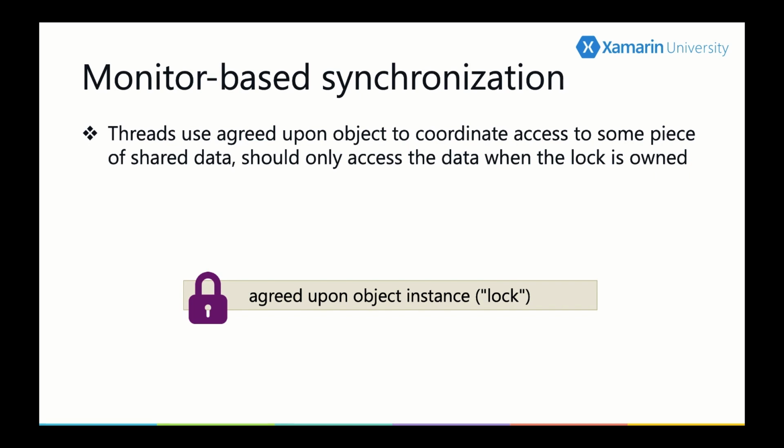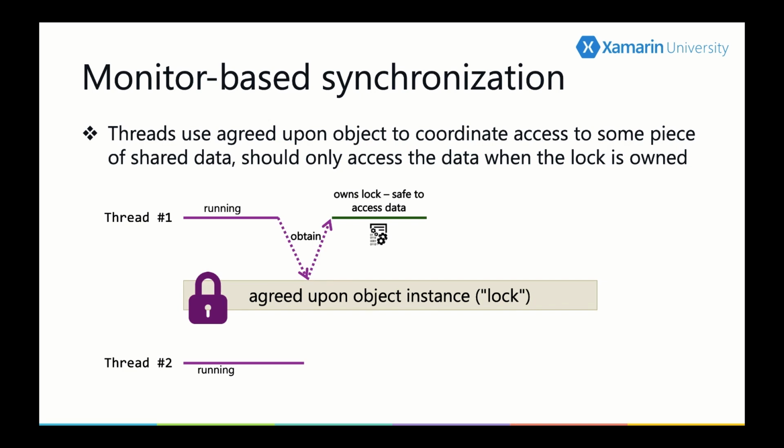So now let's introduce our two threads. Both have agreed to use the same object as their lock. Now, thread number one is trying to access our data, and it finds that the token, the lock, is there. It can take it. So now thread one is able to perform its work.